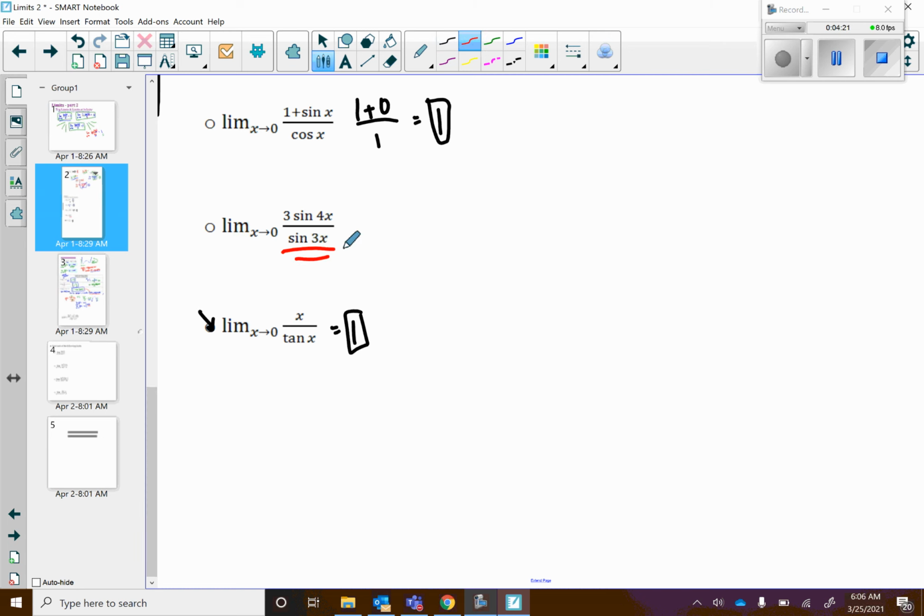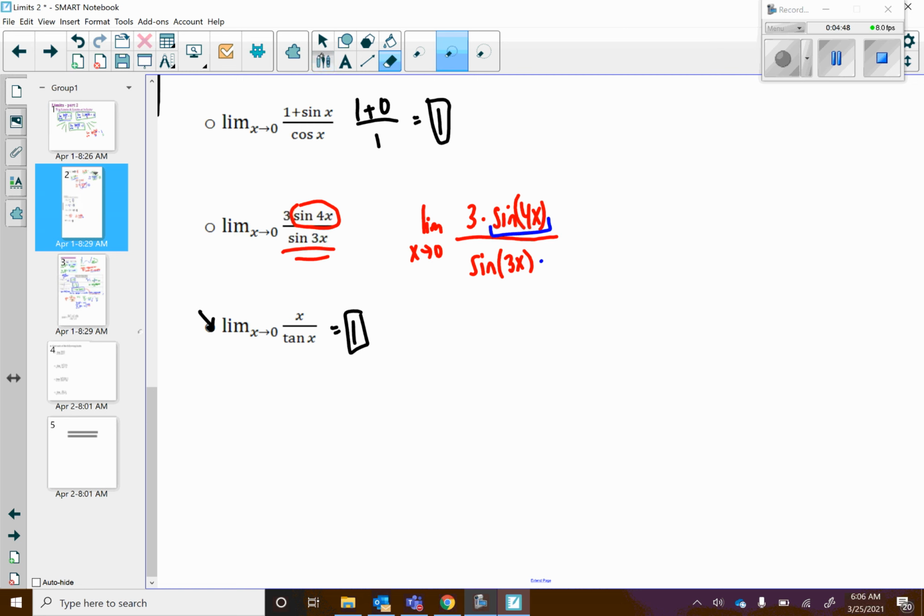Last but not least, what about this guy? So I look here and I think, well, this part, we need a 4x in the denominator. So 3 times sine of 4x all over sine of 3x. This first piece needs a 4x down here. And if we multiply the denominator by 4x, I'm going to multiply the numerator by 4x. This guy technically needs a 3x up top.